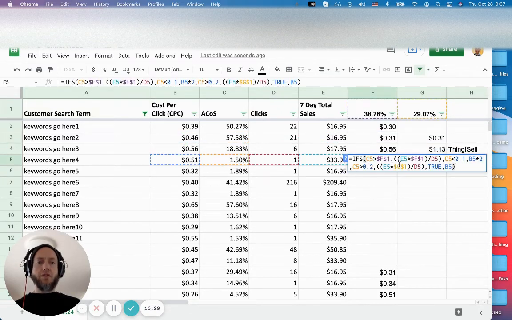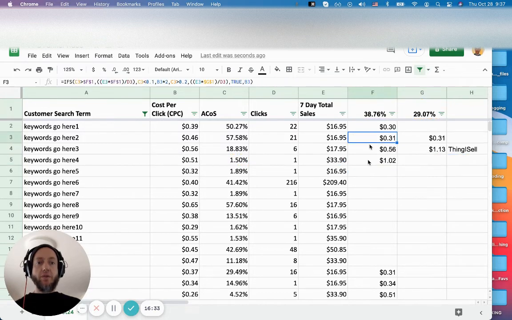Let's see where else I did. Oh, I also did it here. I locked it in G1. So if you don't do that, it's going to be all wonky, and your formula is going to be all over the place. So make sure you do that. Okay, and that's what I do.